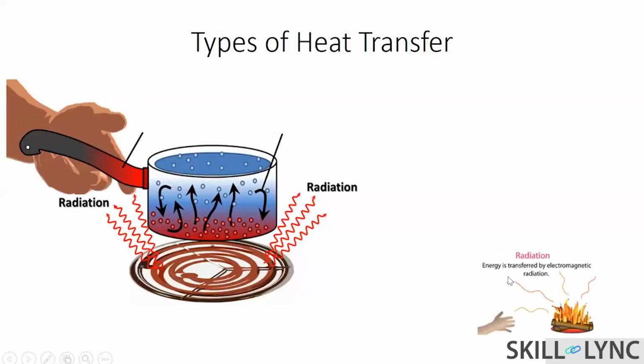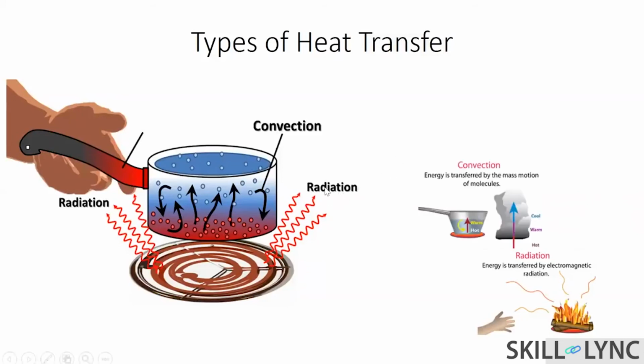So the energy is transferred by radiation. Once the burner gets heated, it's gonna give some radiation. That is one type of heat transfer. And as a pan with water is placed on the burner, you would see that this energy is being transferred by mass motion of the molecules. The bottom part will have the hot water shown in red, and you see this motion of the molecules going on. So that is what convection means.